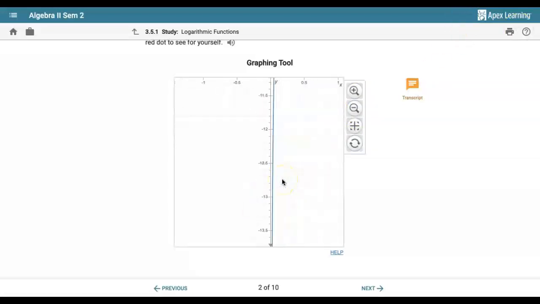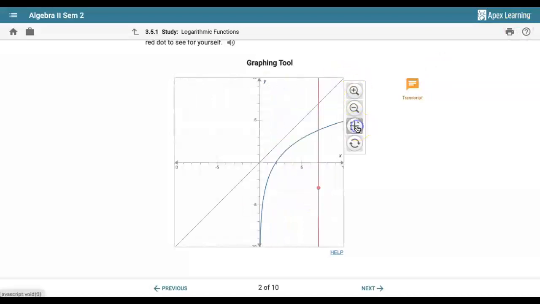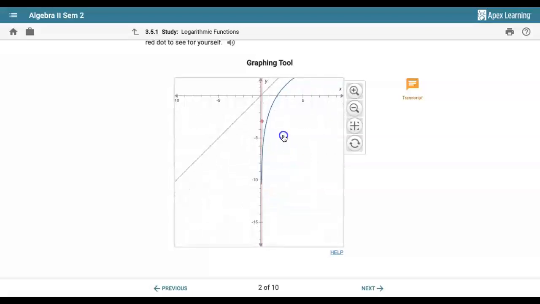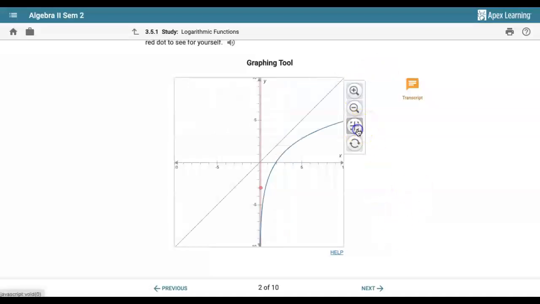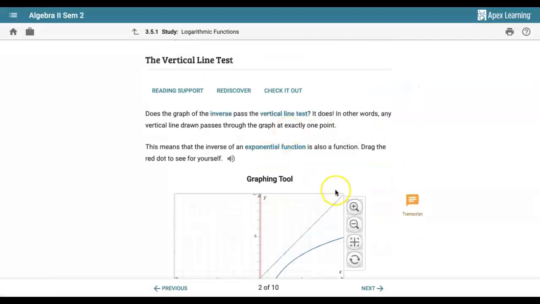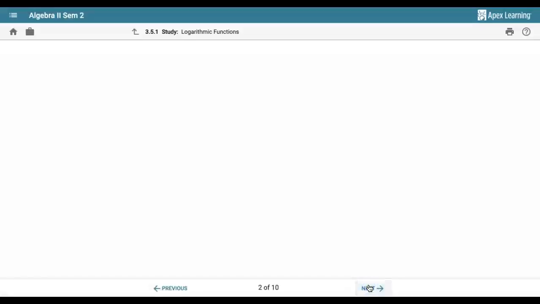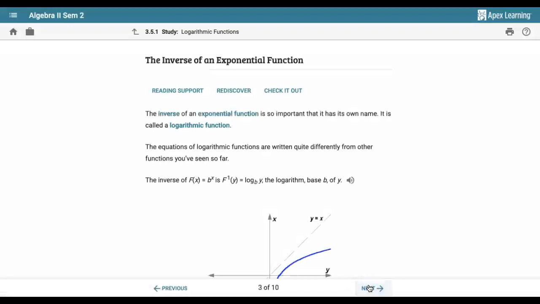So we're able to notice that it is going to be this function here. I can still pull this red line even when I'm really close, and you're going to notice it's only crossing at one point. So the inverse of our exponential function is also a function. This logarithmic function is also a function.